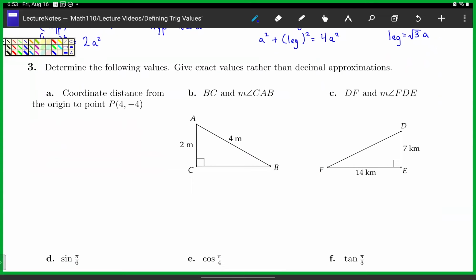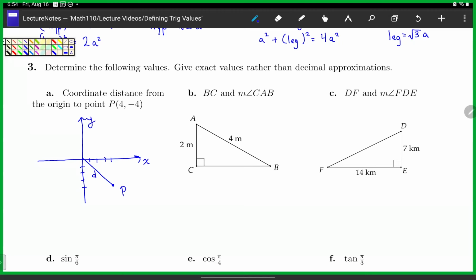All right, so coordinate distance from the origin to point P, which is at 4, -4. So I'm going to look at this here. I'm going to go 4 in the positive x, here's positive x, here's positive y, and 1, 2, 3, 4 down in the y. There's my point P, and I'm looking at this distance here.